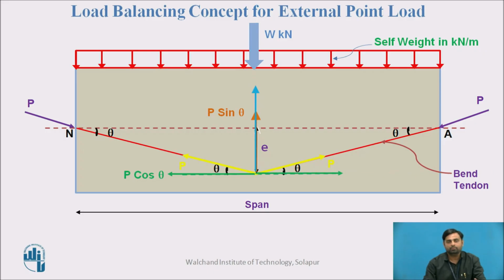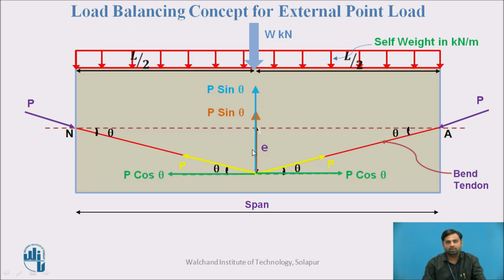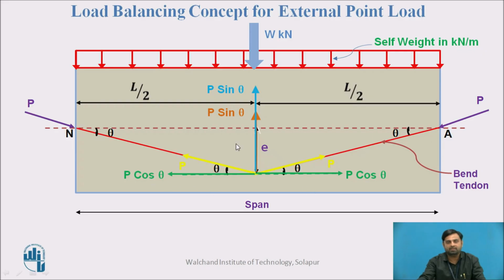Similarly on this side also, if I resolve P, again I get two components, one horizontal and other vertical. Vertical is P sin theta, horizontal is P cos theta. Now these two P cos theta forces act in opposite directions, so they cancel each other. The two P sin theta forces act exactly at the center, at a distance of L by 2 on each side if the total span is L. These two P sin theta forces resist the W kilonewton force, which acts downward while these two act upward.